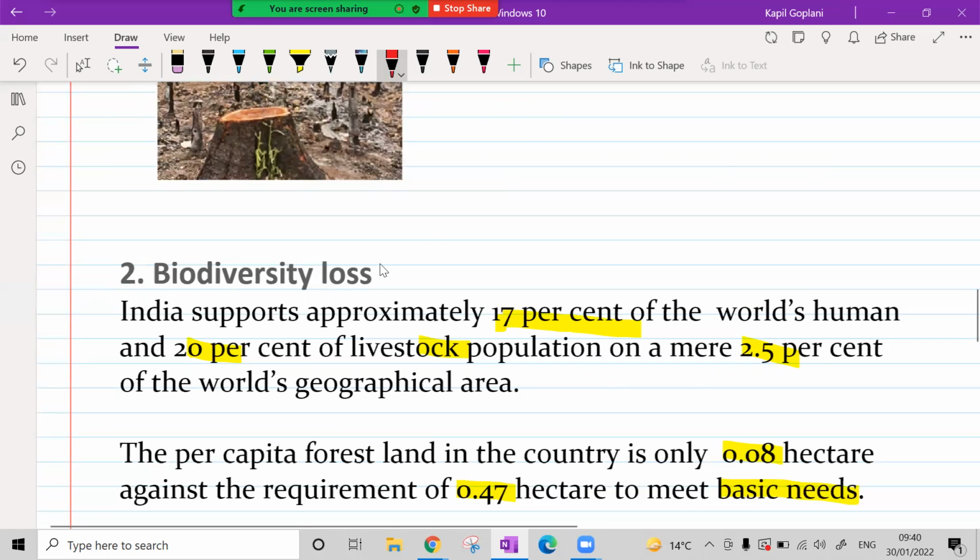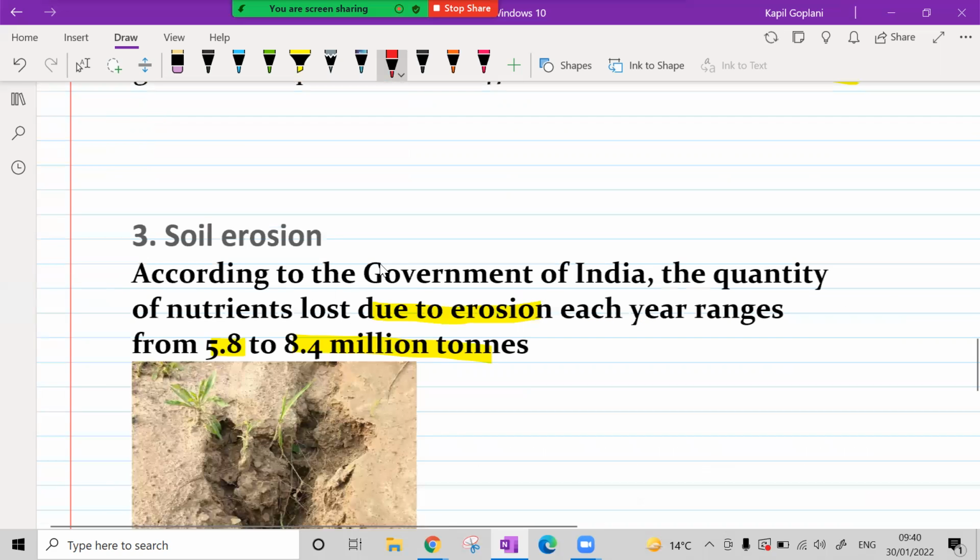Because we are not having that much geographical area. Third one is soil erosion, and that is a natural process. We cannot do much; the only thing is that we can improve by giving manure, bio pesticides, and bio fertilizers so that soil erosion can be reduced. But if you are using chemical fertilizers and chemical pesticides, what will happen? Again, soil erosion will be there.